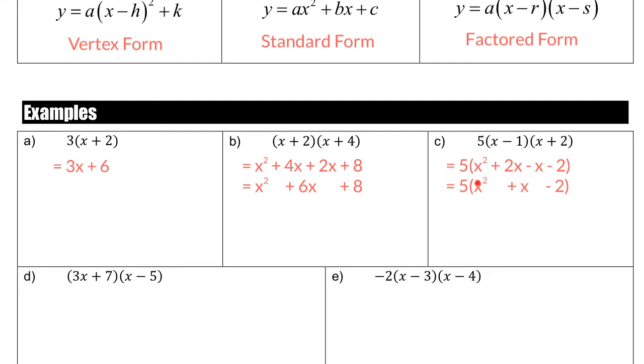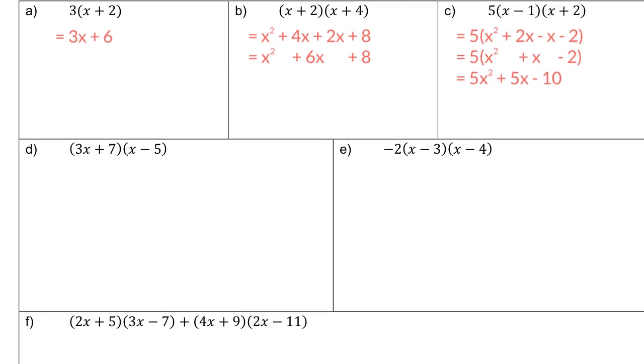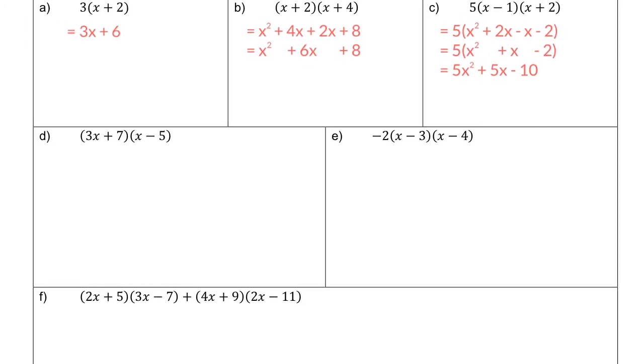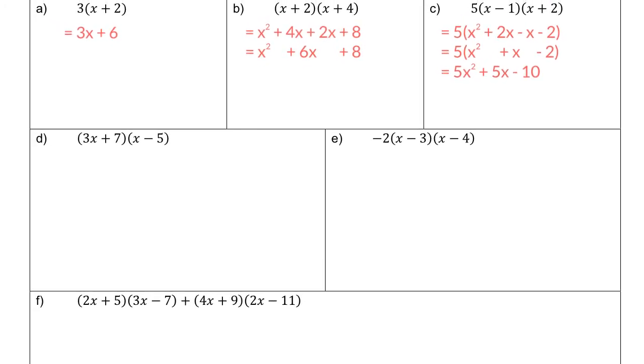I do 5 times x squared. That's 5x squared. 5 times x is 5x. And then 5 times negative 2 is negative 10. So I end up with 5x squared plus 5x minus 10. And that's standard form. Now these next examples are really just more of the same, except a little more difficult.